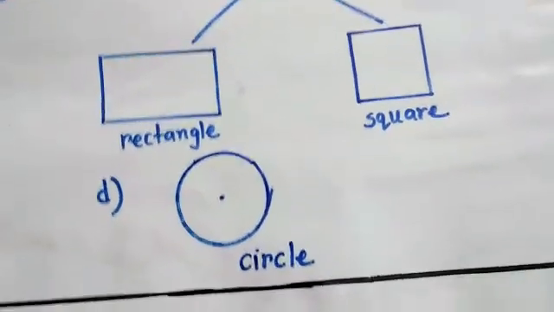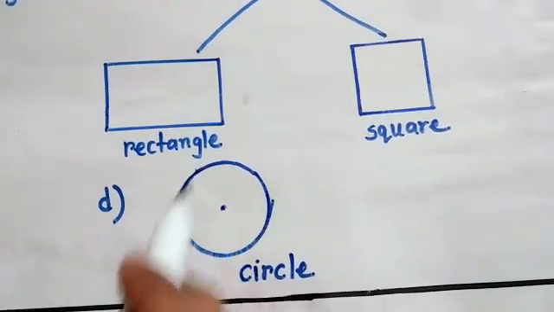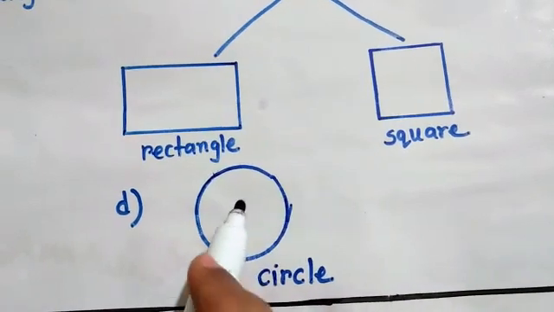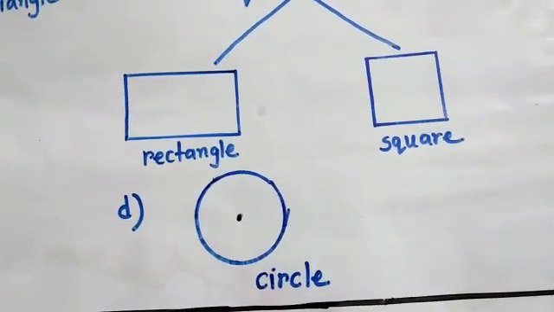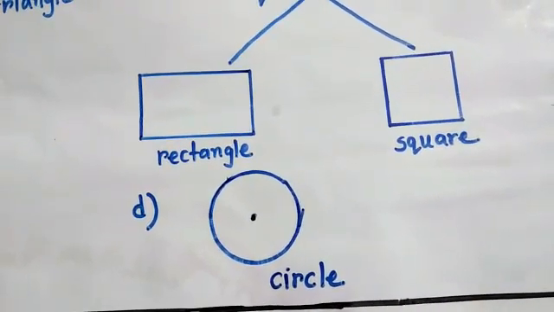What is a circle? A circle is a shape that is made up of a curved line. It is round and all points of the line are at an equal distance from the central point. The shape is two-dimensional, which is flat.